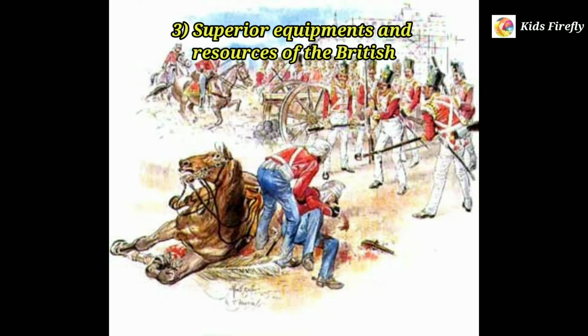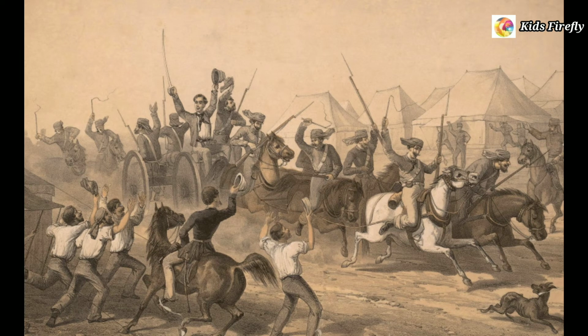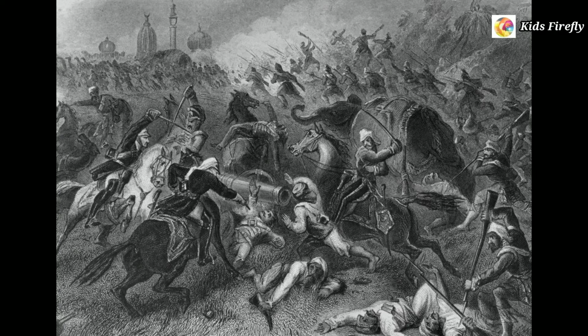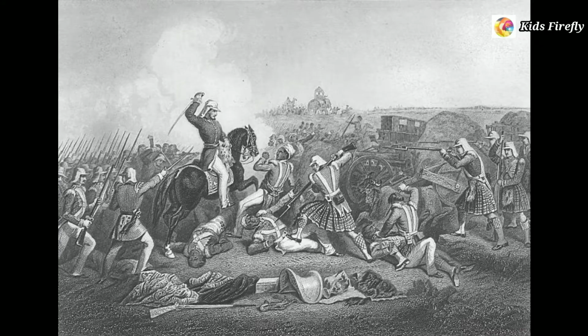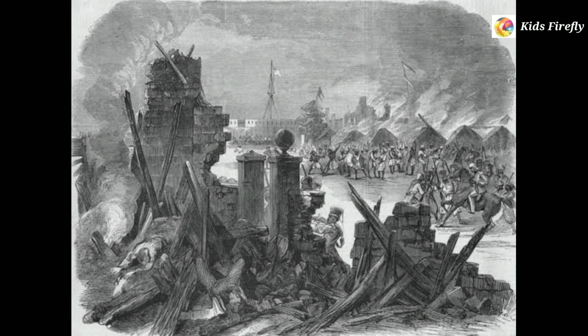Third point was superior equipments and resources of the British. The rebels were short of modern weapons and other materials of war. Their ancient weapons and equipments could not stand against the modern weapons of the British. Moreover, the British had the advantage of a far-reaching telegraph system. They had control over the seas. They could easily exchange information and bring men and materials immediately into places where they were needed.